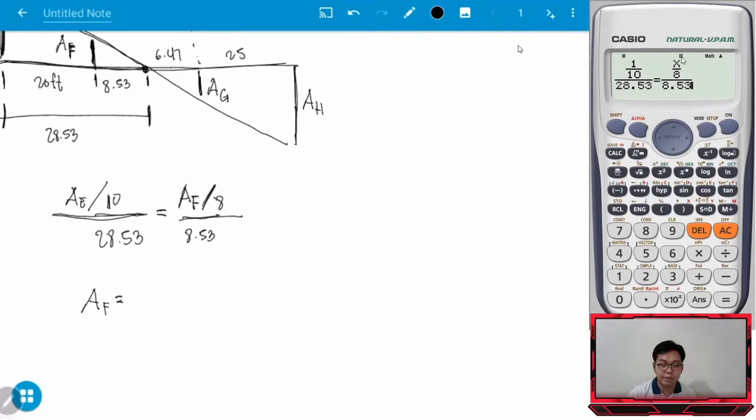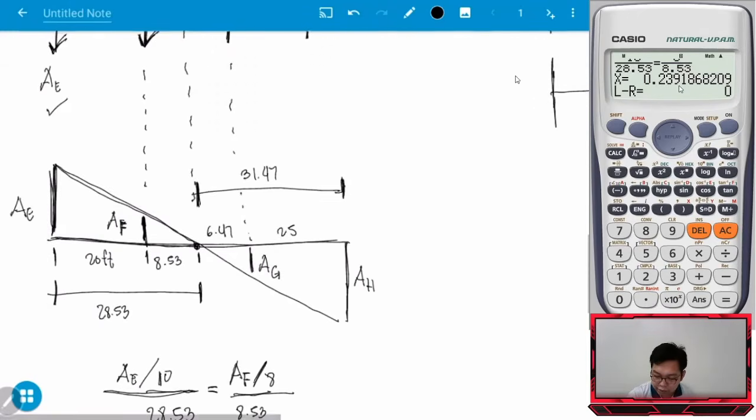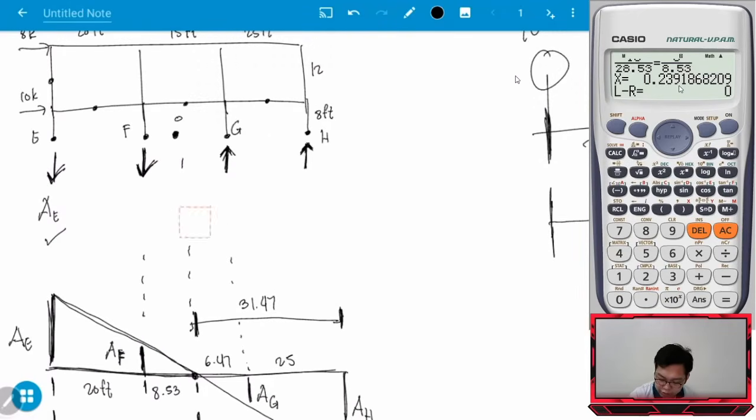So, pwede natin isolve yung X. Yung AF yung hinahanap natin. Just ilagay nyo lang na 1 yung AE. Shift solve natin. 0.2391. So, meaning, AF is actually equal to 0.239 AE. Ito yung gusto kong mangyari. Meron akong AF as a function of AE. So, ilalagay ko dito sa AF, buburahin ko to. This is actually 0.239 AE.